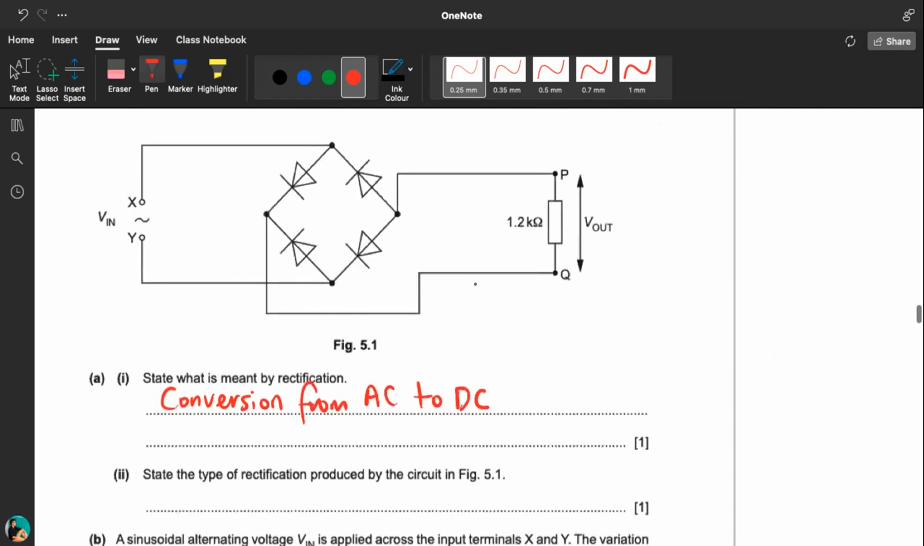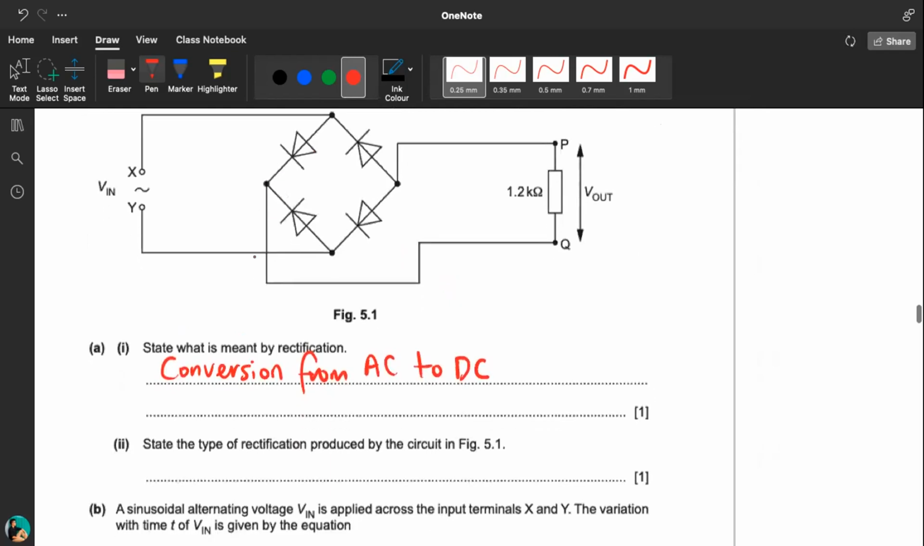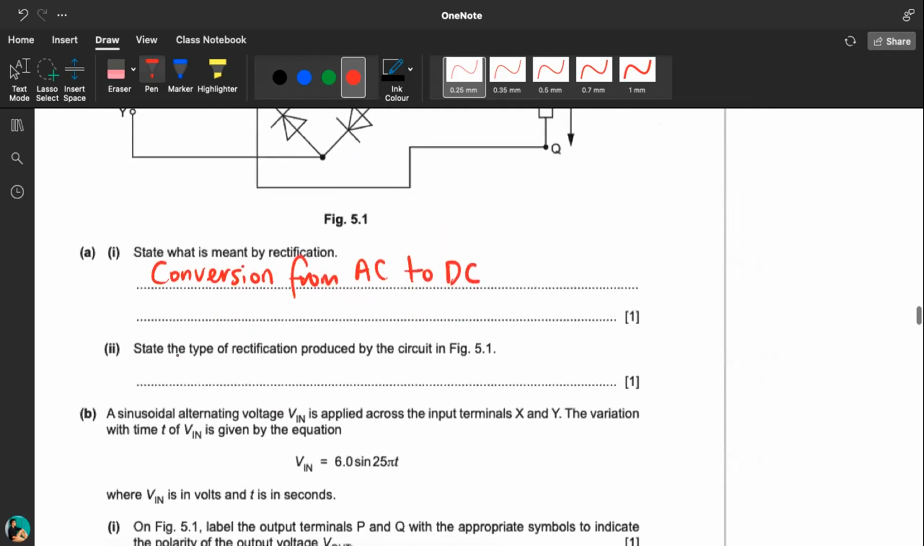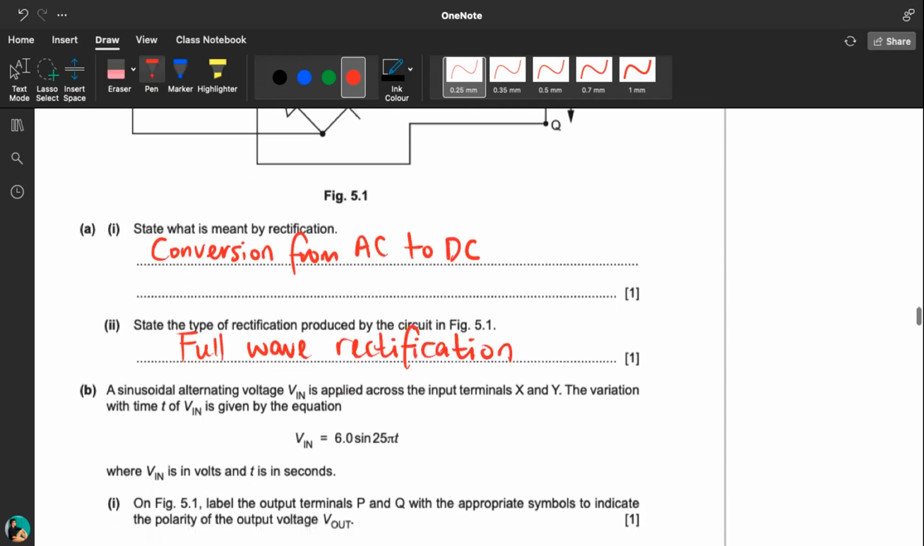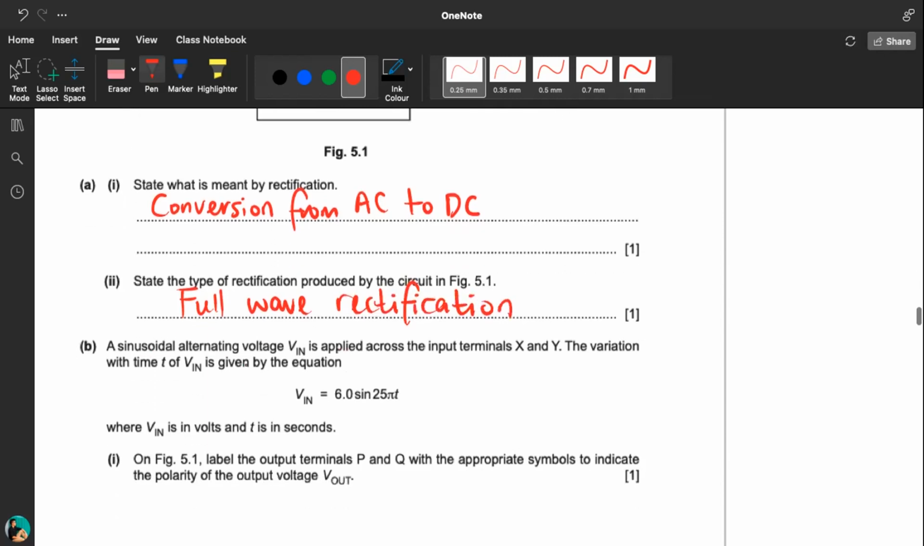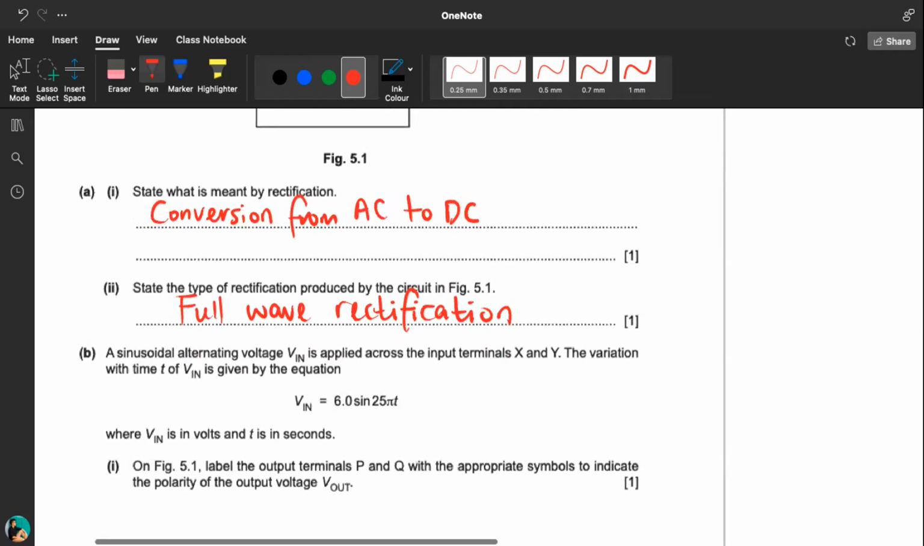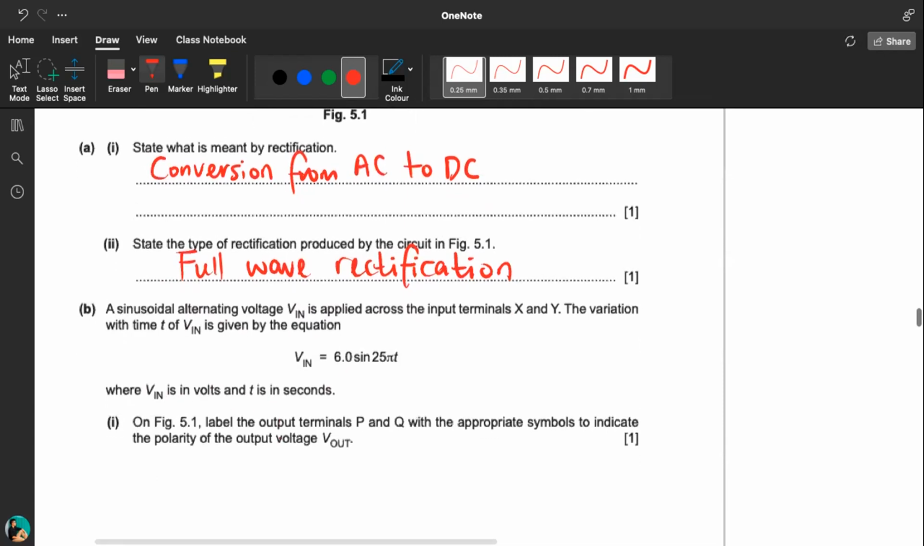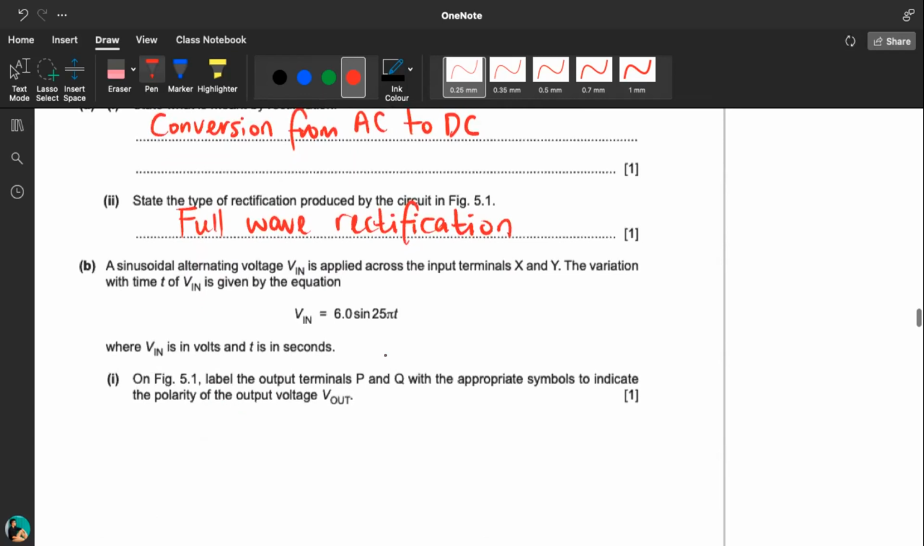State the type of rectification. Okay, if you see a bridge, 4 diodes bridge, it must be a full wave rectification. Sinusoidal alternating voltage, Vin, is applied across the input terminal XY. Variation with time is given by the equation, where Vin is in volt and t is in seconds. Okay, on the figure, label the output terminal PQ with appropriate symbol to indicate the polarity.